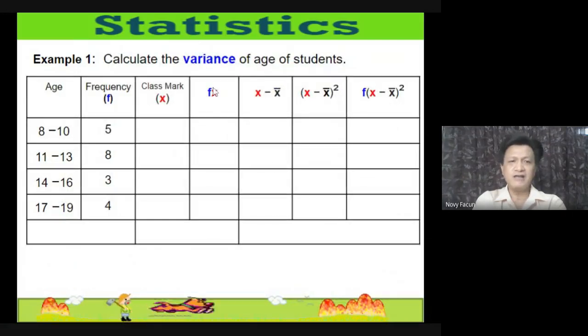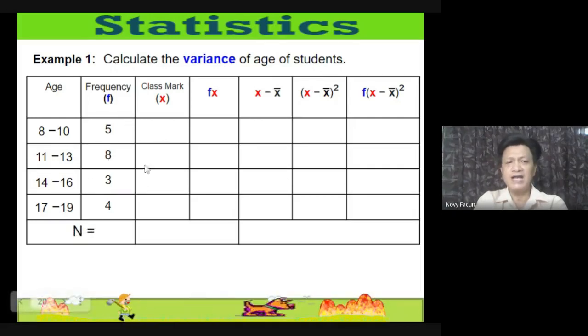Okay, with that, nag-add ako ng 1, 2, 3, 4, 5. Ibig sabihin yung class mark, yung product ng frequency at class mark, tapos yung difference ng class mark tsaka yung mean natin. And then you square niya, and then the product of the frequency and the square of the difference of the mean from the class mark. And then, ang step 1 natin, di ba? Find n. Ano ba yung n natin? Total frequency, add lang natin yung 5 plus 8 plus 3 plus 4. That is equal to 20.